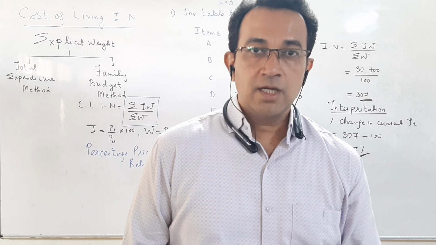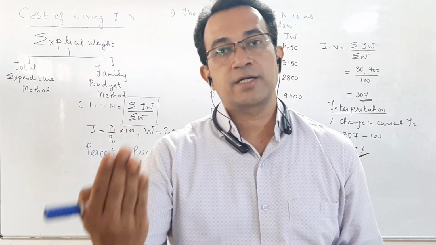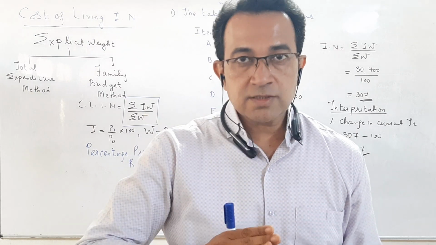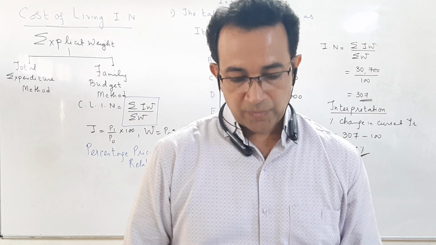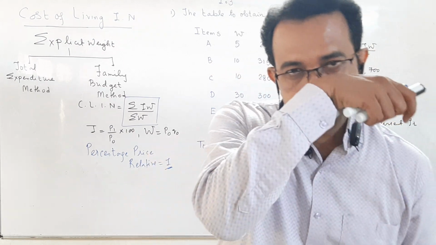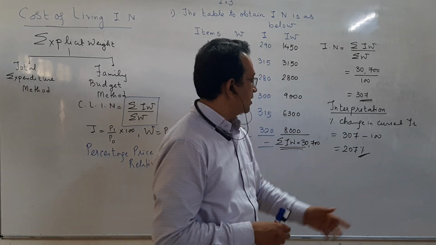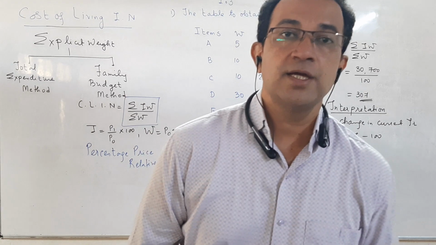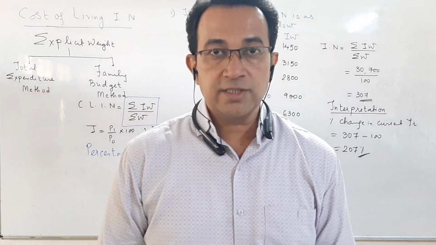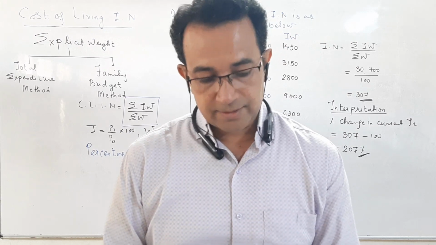Interpretation means what? Whatever index number we have obtained, from that you subtract 100. Whatever answer you get, that is the percentage change in the current year. So I can say that the percentage change in the current year compared to the base year is 207%. So the index number has changed by 207% in the current year compared to its value in the base year.